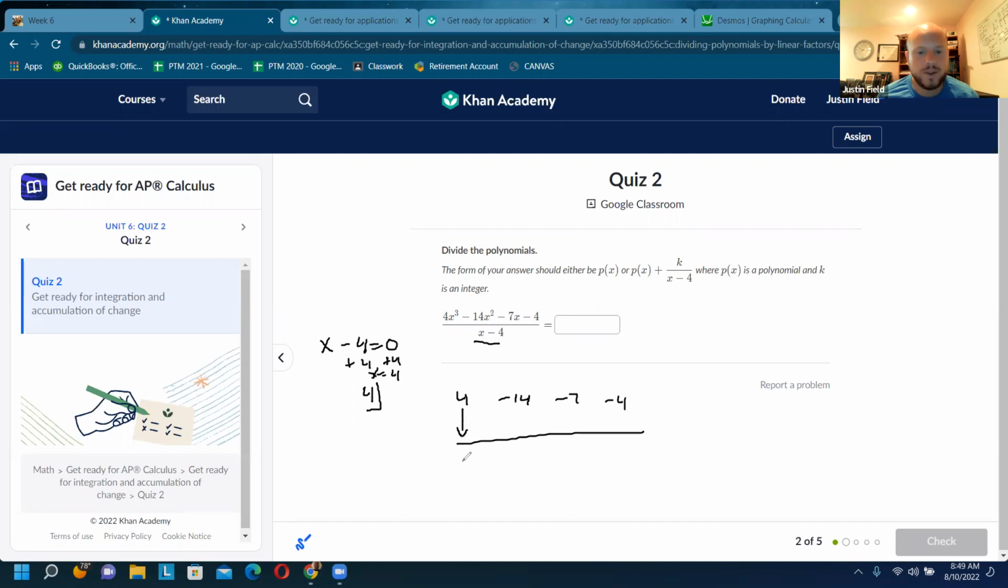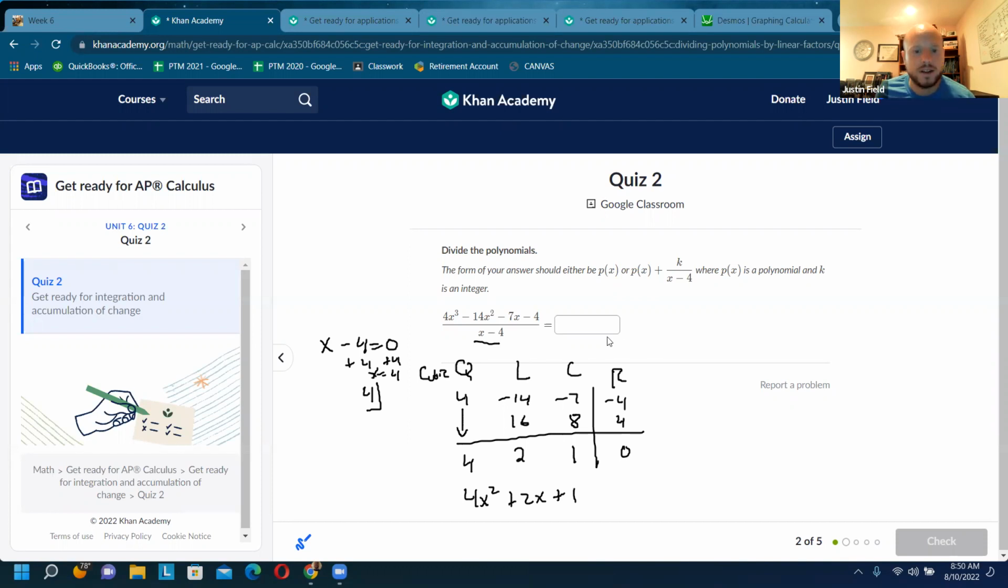Then we just bring down the first one and we multiply. 4 times 4 is 16. Then we add, and that would be 2. Then we multiply. 2 times 4 is 8. Then we add, that's 1. Then we multiply. 1 times 4 is 4. Then we add, and that's 0. Duh. This is our remainder column. This is our constant column, our linear column, and our quadratic column. If we had another one, it'd be the cubic column. What do I mean by that? That means the answer is 4x squared plus 2x plus 1.